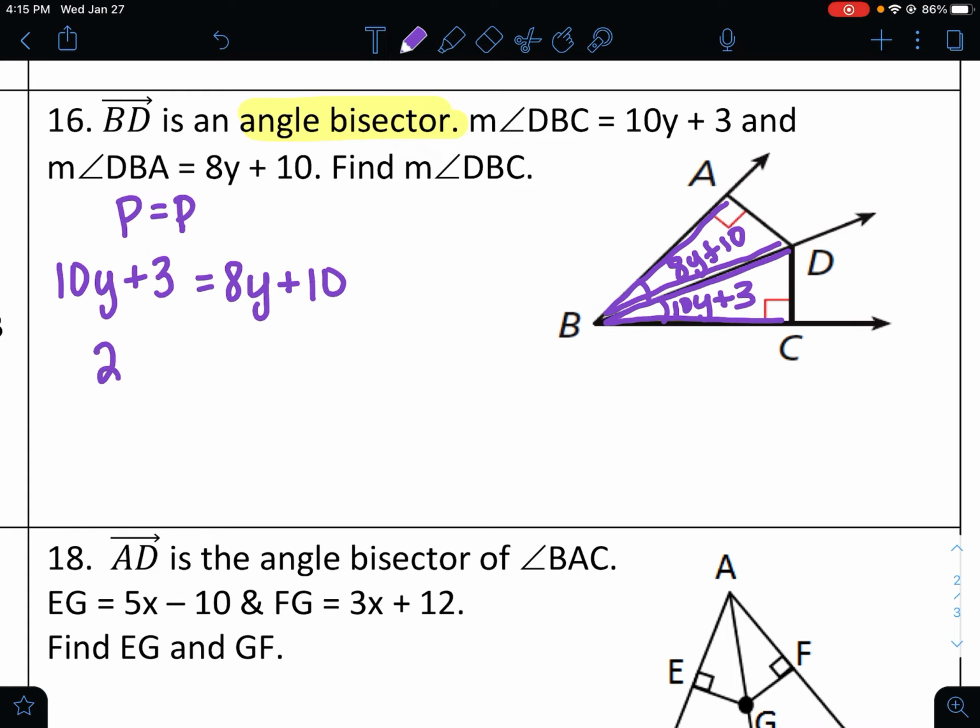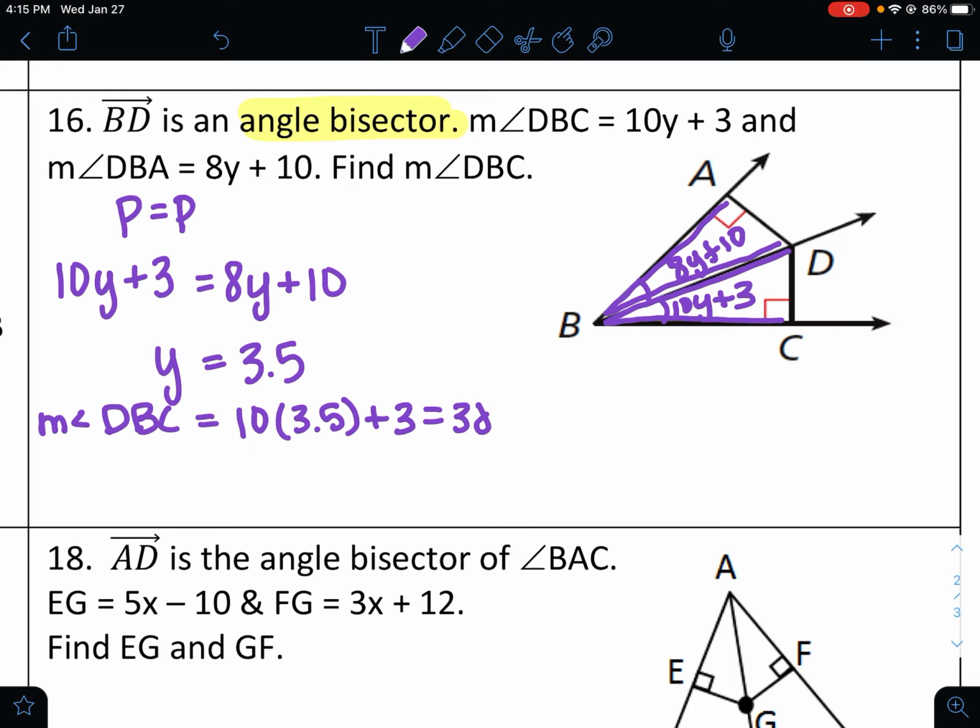Okay, so now we have 2y. Sorry, I was about to solve it by hand. Anyway, so if you solve, you should get that y equals 3.5. Then you need to plug it back in. So the measure of angle DBC is going to be 10 times 3.5 plus 3, which is 38.